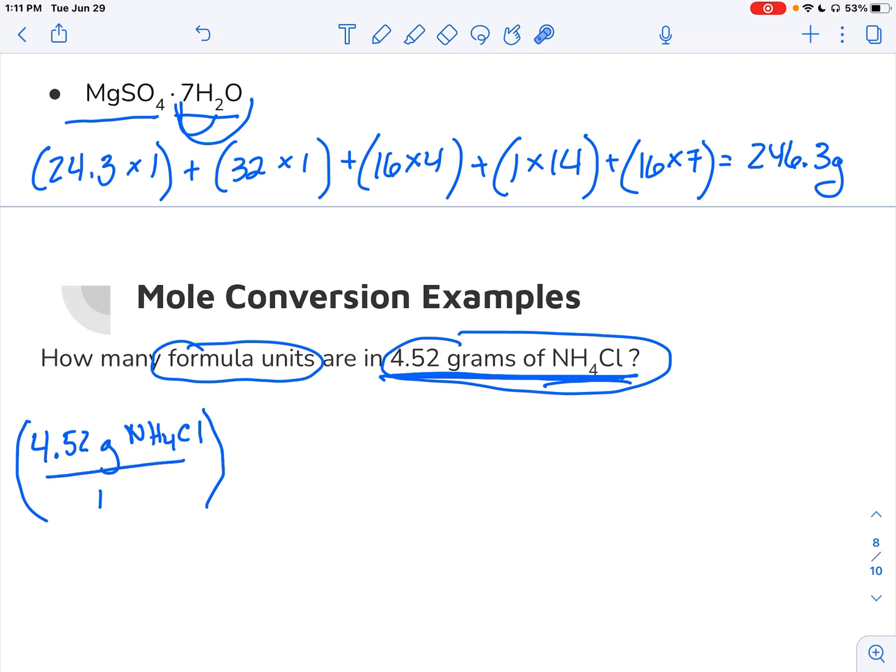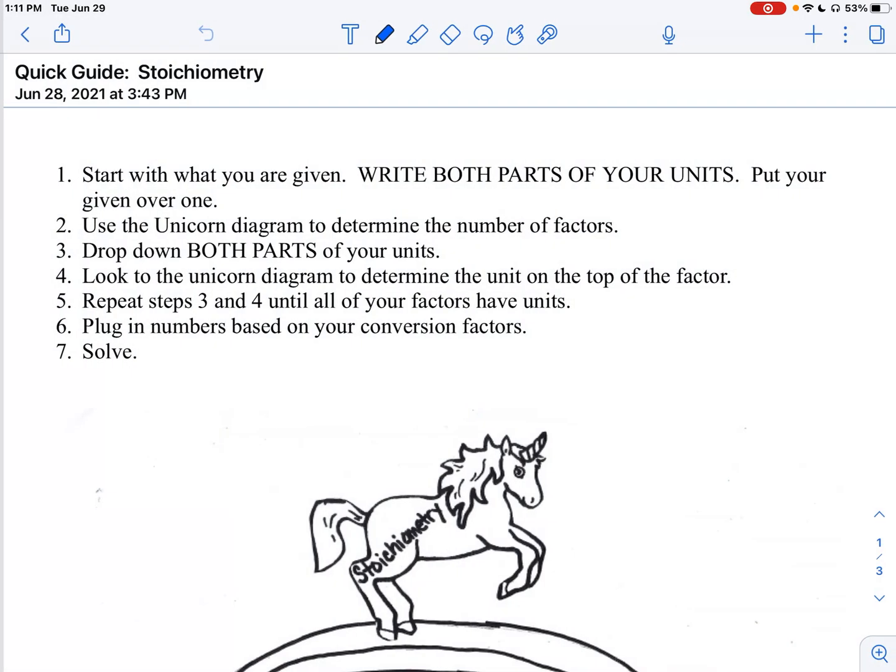So the formula, or the symbol that goes with it. So here, this is what I mean by one part of the unit, and this is the other part of the unit. Okay, so you really need to make sure you are doing that from now on. So that's step number 1.